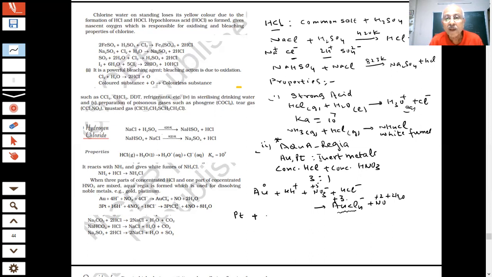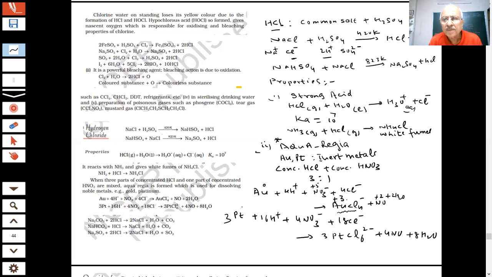Here we have a balanced equation. Nitrate ion, nitric acid, is a strong oxidizing agent, as we have already told. Now this reaction needs some attention for balancing, but we want to see the change in oxidation state, students. Again you are getting NO, and 8H2O. What is the oxidation state of platinum here?